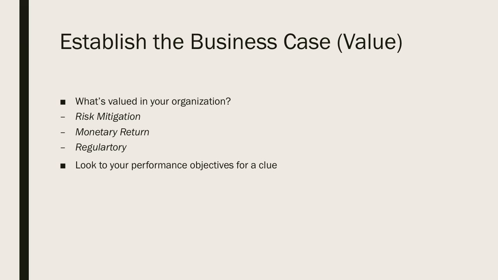The first, in no particular order, is risk mitigation. So, what risk are you trying to solve? The monetary return of the project. What's the numbers? Some organizations just care about sheer numbers. Are you saving me money? Are you making me money? Are you deferring money? What's the money situation? And then regulatory is just our legal obligation. We have to do this because we're legally obligated to do it.